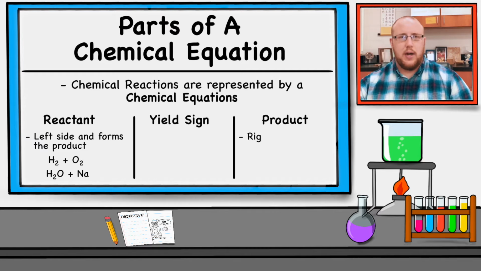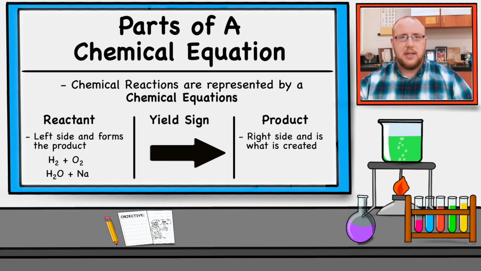Okay, the product is on the right side, and that is what is created from the reaction. Our yield sign we can think of like an equal sign, like 1 plus 1 equals 2. You can think of your yield sign as: this element plus this element equals this compound. Some things to keep in mind with this arrow, though, is that it can point in the forward or backward direction, depending on the type of reaction. If it's going in the forward direction, or to the right, then that's saying the reactants reacted together to form the product. If it's pointing in the backward direction, or to the left, then it's saying that this product broke down and created the reactants.